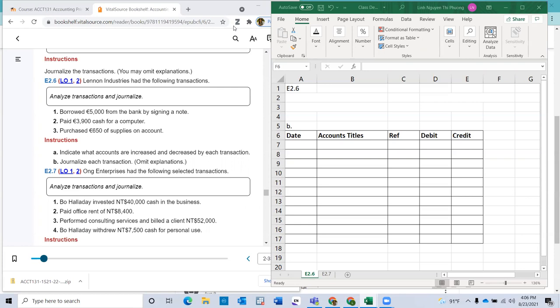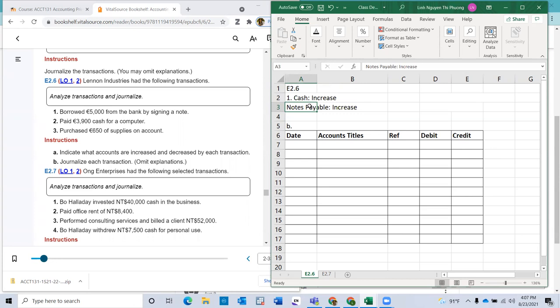Okay, the first thing you need to do for question A is to indicate the accounts that are increased or decreased. So number one, we borrow 5,000 euros from the bank by signing a note. When we borrow money from the bank, our cash will increase, right? So number one, I have cash increase. And what else? We borrow money from the bank, so it means we have a note payable, our liability increases. So note payable increase, okay, cash increase and note payable increase.